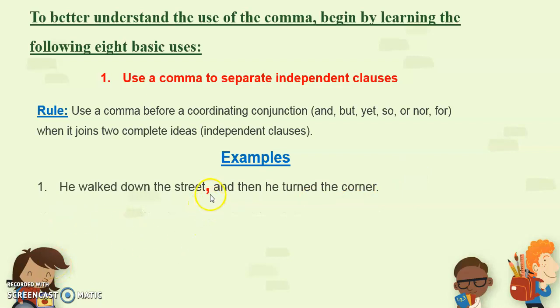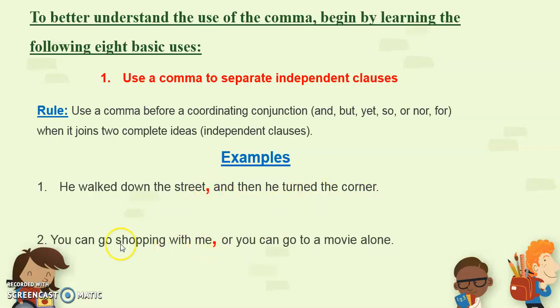he walked down the street. This is a complete sentence, right? Complete one. He walked down the street. I can understand it. But I want to add more to my sentence as a compound sentence. How can I do this? By adding again another complete sentence with another subject, another verb. And then he turned, subject, turned, verb, the corner. Where did I put my comma? I put my comma before the coordinating conjunction and.